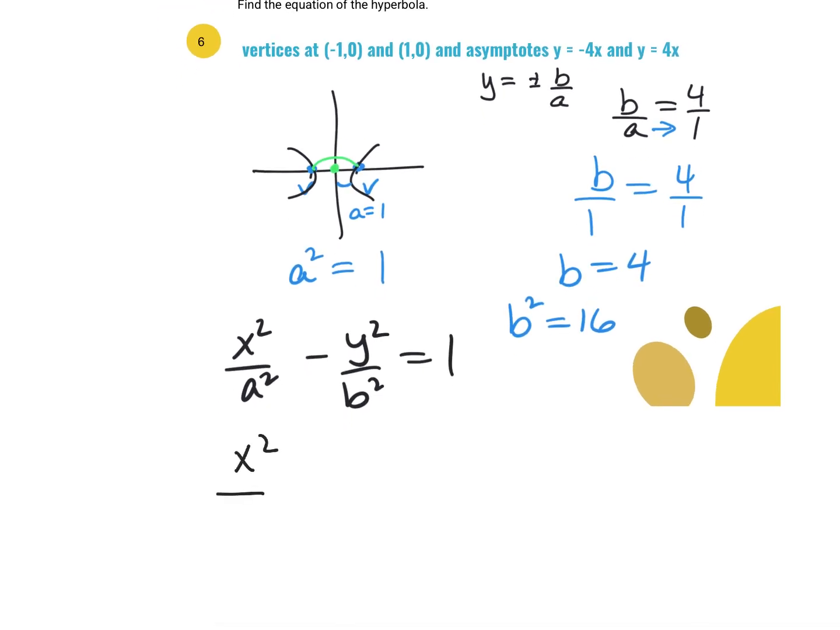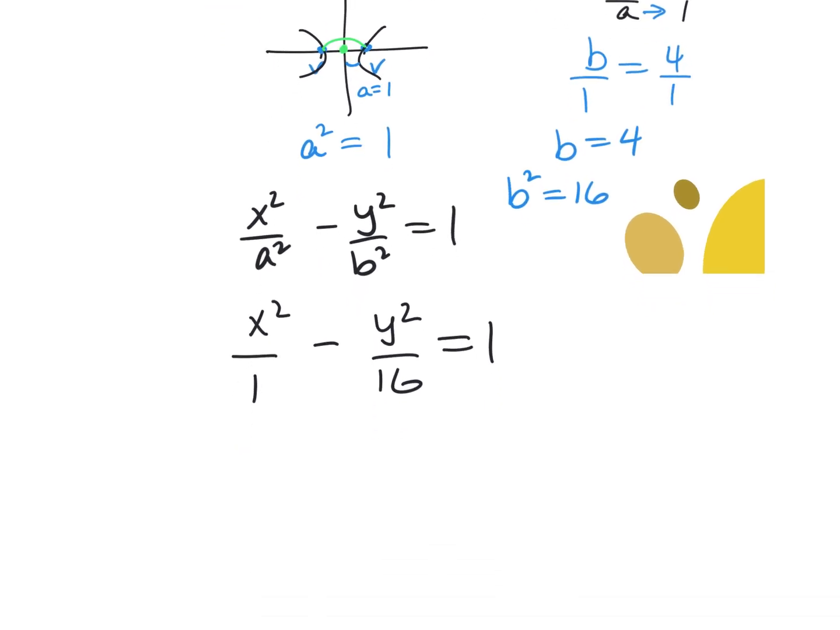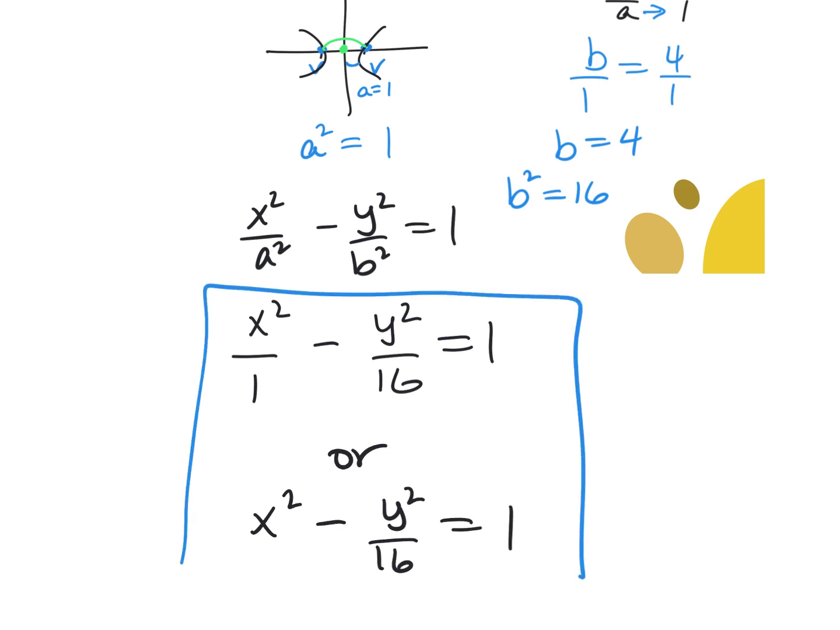X squared over 1 minus y squared over 16 equals 1. Now, you should also recognize that we don't need to write that 1. We could just leave it as x squared minus y squared over 16 equals 1. So be aware that both of these are valid answers. Always remember, a squared is always the denominator of the first fraction.